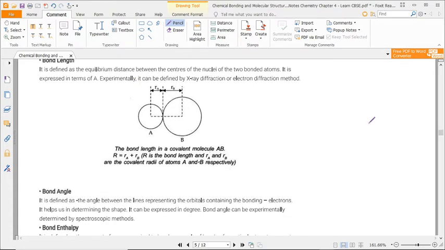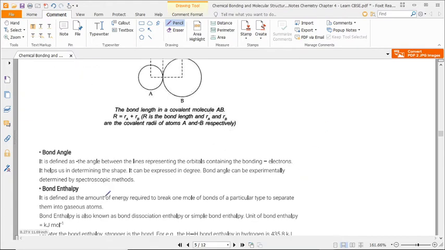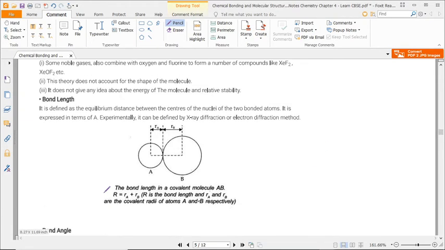What we understood is what a Lewis structure is, what an ionic bond is, what a covalent bond is, and what a coordinate bond is. Next topic: now you know what the types of bonds are. Now we have to understand some bond parameters, some characteristics or properties of the bonds. And what are they? They are bond length, bond angle, bond enthalpy, and so on. I'll explain one by one.